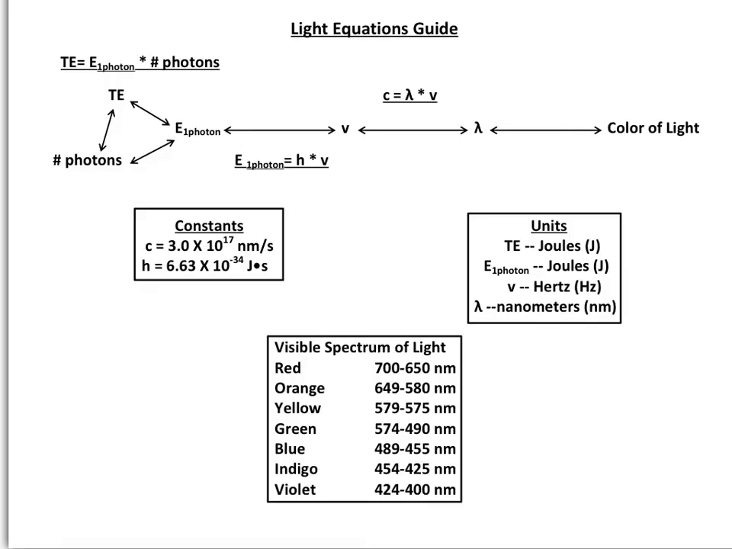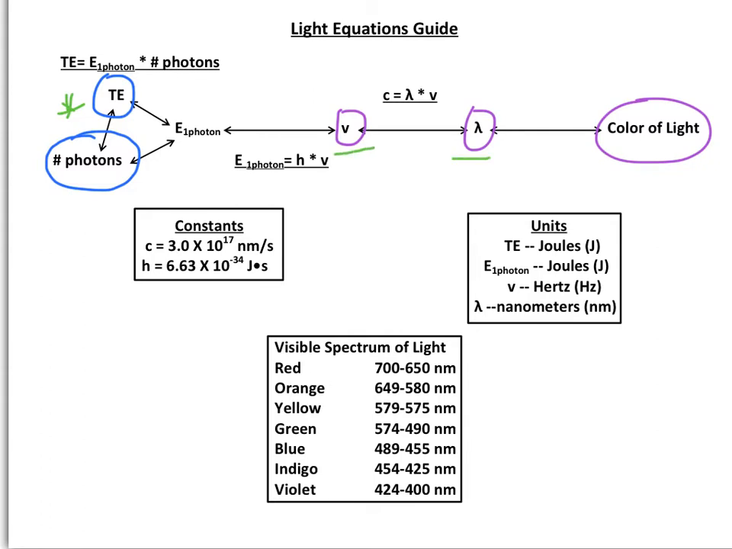Okay, so from that problem, we were given total energy and we were given the number of photons. We want to find the frequency, the wavelength, and the color of light. So when you're looking at this, treat this like it's a map. We are starting over here, and we want to work our way over to frequency, wavelength, and the color of light. So in order to get there, you're going to have to pass through one very important thing.